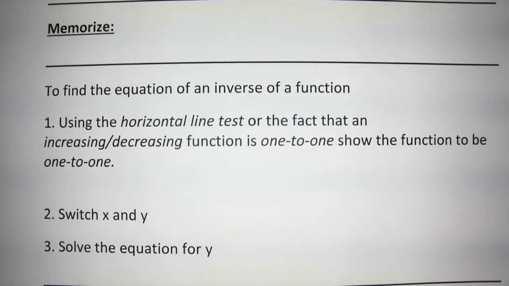The other one is how to find the equation of an inverse. So your steps to finding the equation of the inverse are, number 1, use the horizontal line test to see whether it's an increasing or decreasing function, or show that it's a one-to-one function. In other words, check if every horizontal line only touches the graph once. Number 2, switch your x and y. And number 3, solve the equation for y.